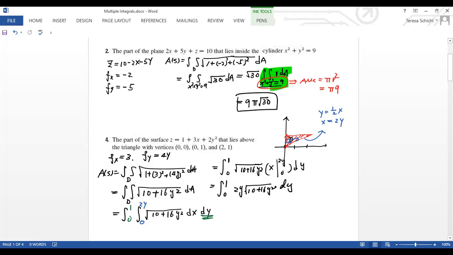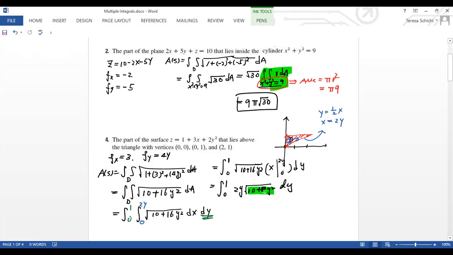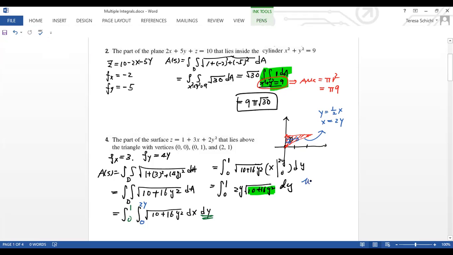So after you see this, then you know this is a good decision. Why? Because in here we can do u sub, right? Then we'll be able to integrate that. That's cool. So we can say u is equal to 10 plus 16y squared. Then du is 32y dy.